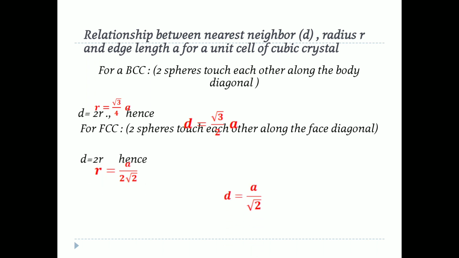Guys, the relationship between r and A, we have studied this in dealing with packing efficiency. A is equal to 2r for simple cube, r is equal to root 3 by 4 A for BCC, r is equal to A divided by 2 root 2 for FCC.